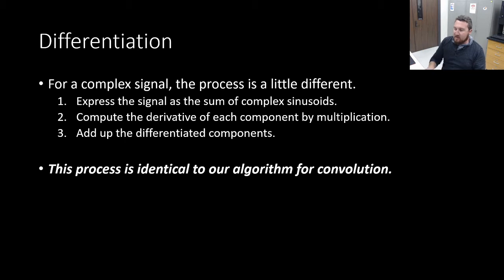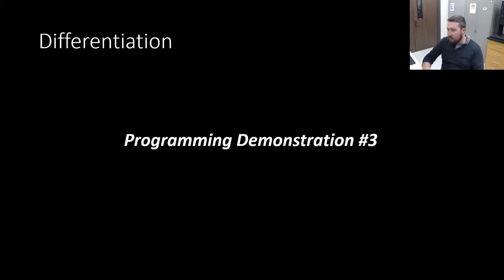And this process is identical to our algorithm for convolution, right? Where we take each of the pieces, we do the multiplication one by one, and then add them all up at the end. So that was a lot of sort of abstract stuff, just some definitions. Let's take a look and see what we get if we do all of that in code.